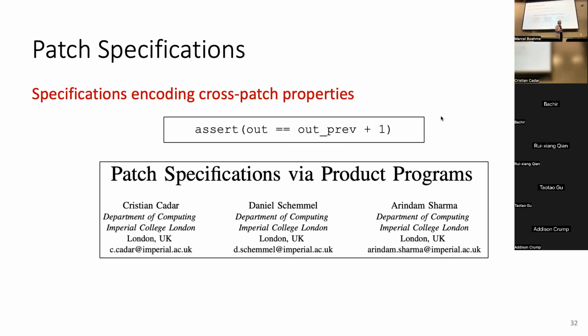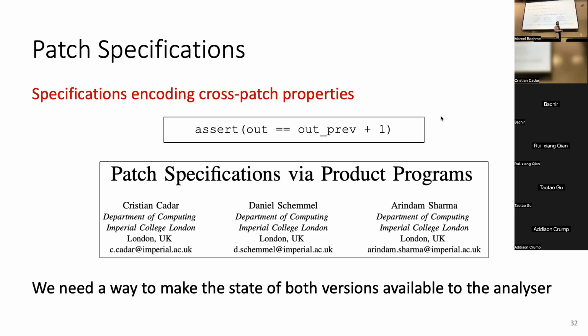So what's a patch specification? A patch specification is a specification that encodes a cross-version property. You could write something like this: assert out equals out_prev plus 1, where out_prev is the value of the variable out in the previous version of the software.